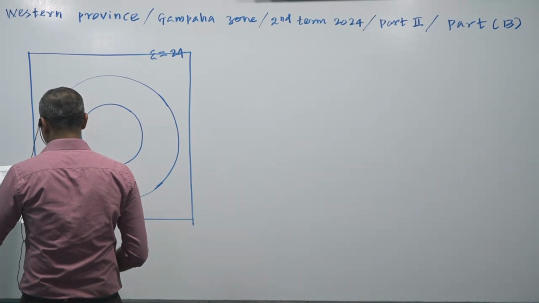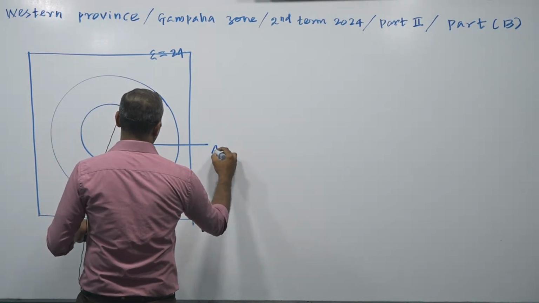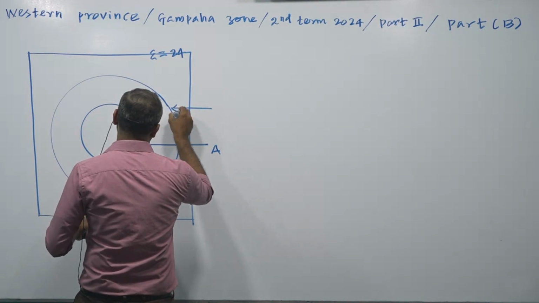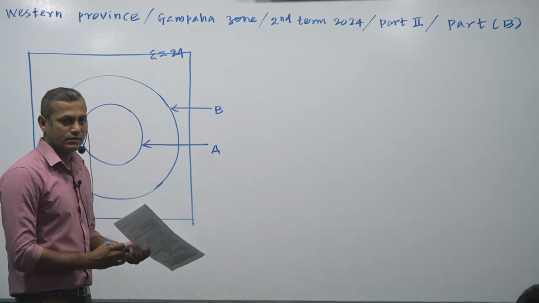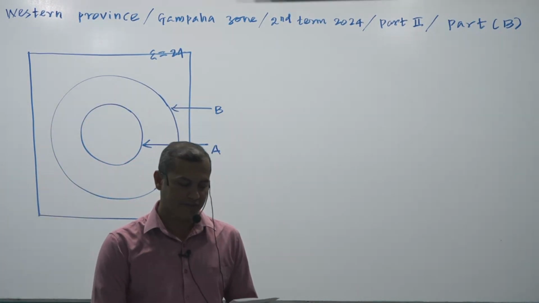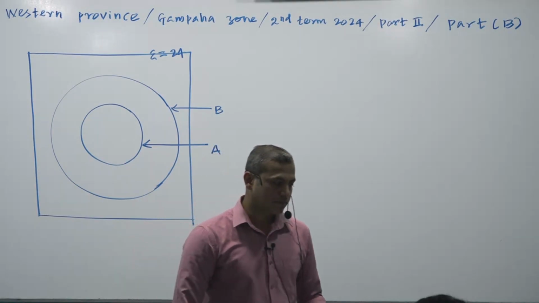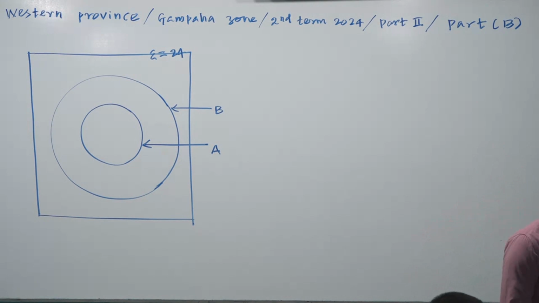What is A? 0 to 49 is A, 0 to 99 is B. Yes, 0 to 49 A and 0 to 99 B. Fill the blanks quickly. Yes, correct.